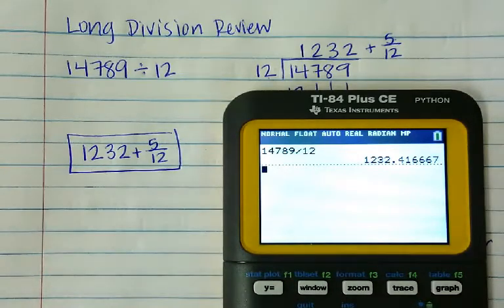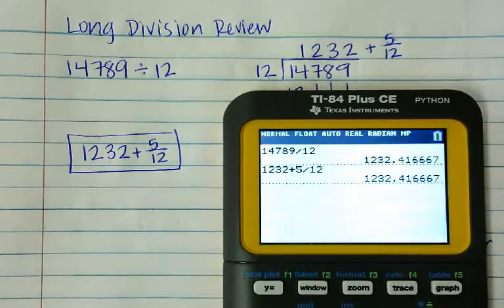Or you could also say 1,232 plus 5/12, and guess what, guys? It's going to be the same thing. How do you guys feel about that? Y'all feel pretty good? So, guys, 5 divided by 12 there, 5/12.